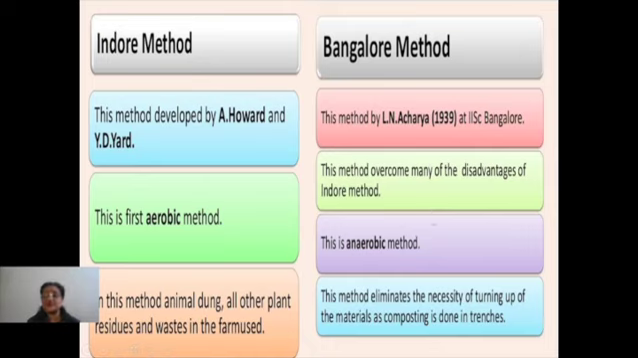In the Bangalore method, an anaerobic method is used. Next, this method eliminates the necessity of turning the materials, as composting is done in trenches. So turning is not done in this case.